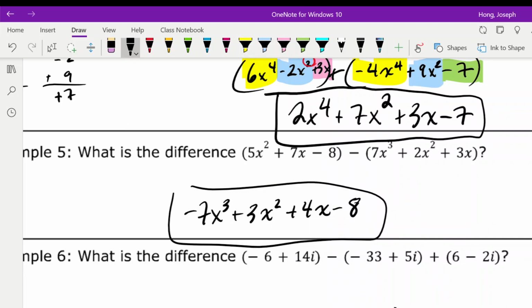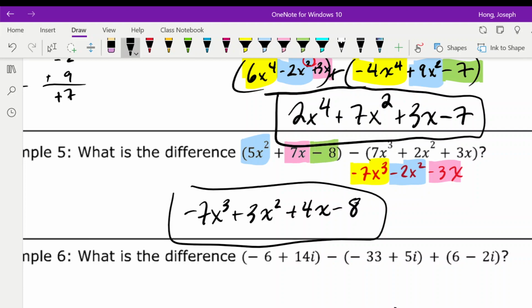I flipped the signs of these. So it's going to be negative 7x cubed minus 2x squared minus 3x. And I'm going to color. So this is the only x cubed. These are the only x squareds. I see a negative 3x to the power of 1 with the 7x to the power of 1. And I see this 8 with nothing.